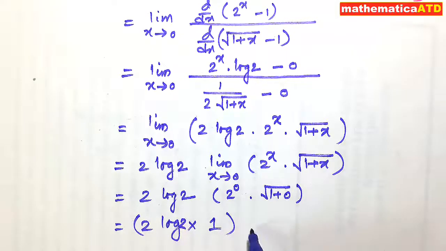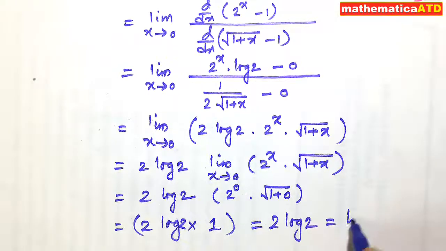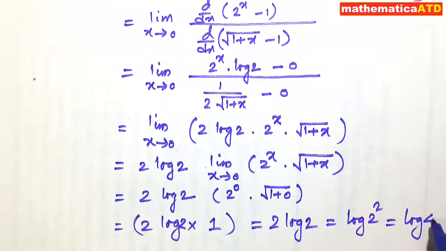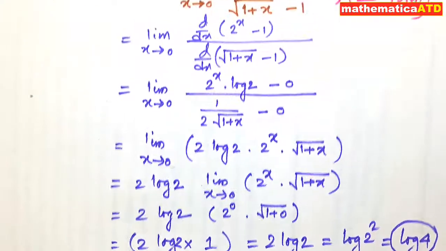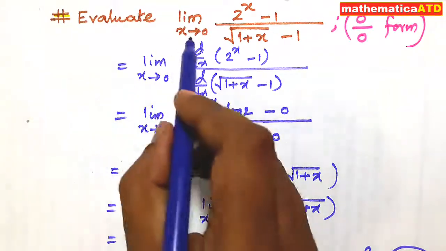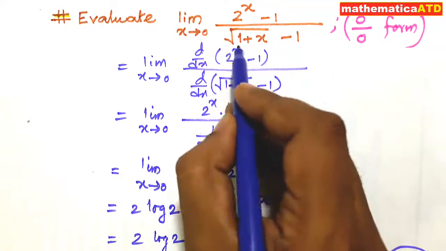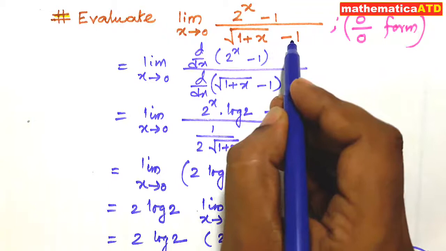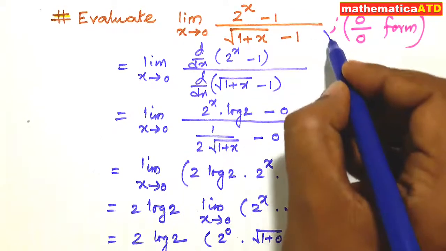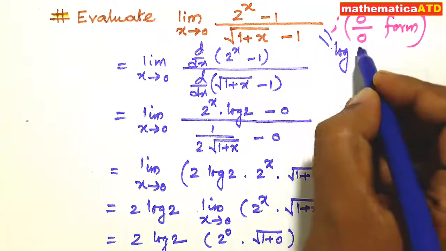So 1 into 1 is equal to 1. So friends, what are we getting here? We get twice of log 2. It can be written as log 2 square, means log of 4. Okay. So the limiting value of limit x tends to 0 of (2 to the power x minus 1) divided by (root over 1 plus x minus 1) is equal to log of 4.